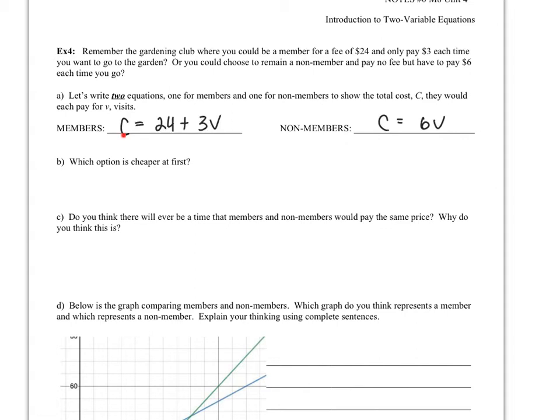So for members, their total cost would equal $24 plus $3 times V, for each visit. For non-members, their total cost would equal $6 times V, for each visit. Which option is cheaper at first? That's going to be the non-members, because at first, they don't have to pay the upfront fee.